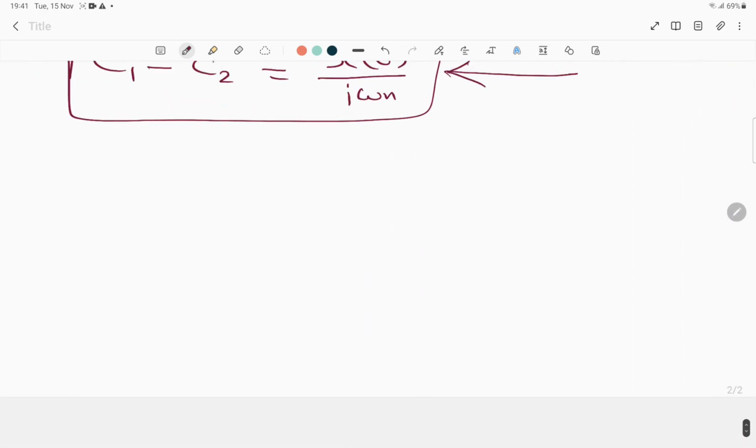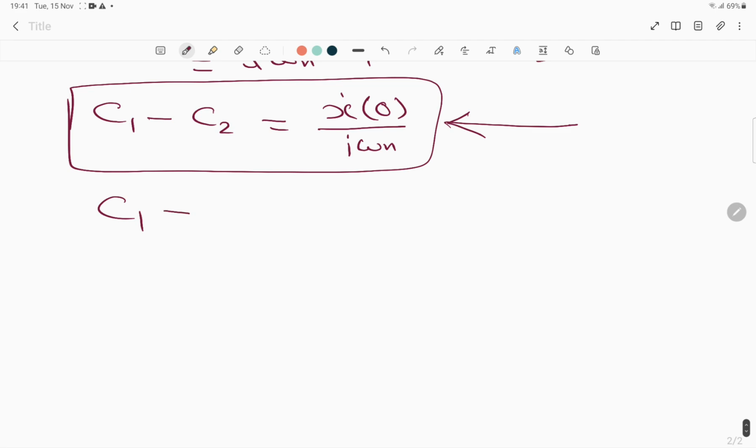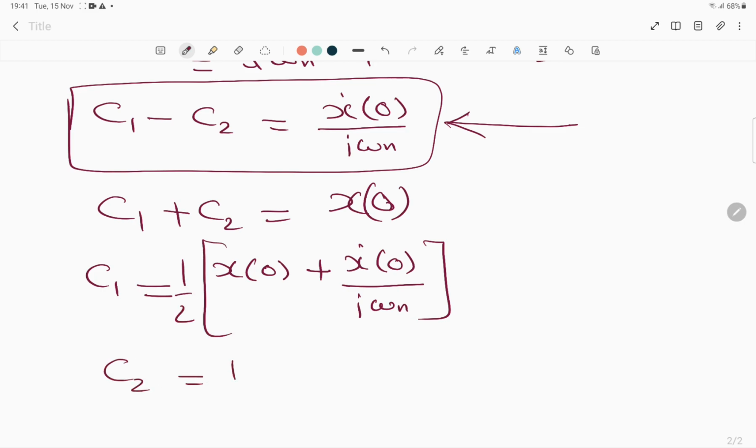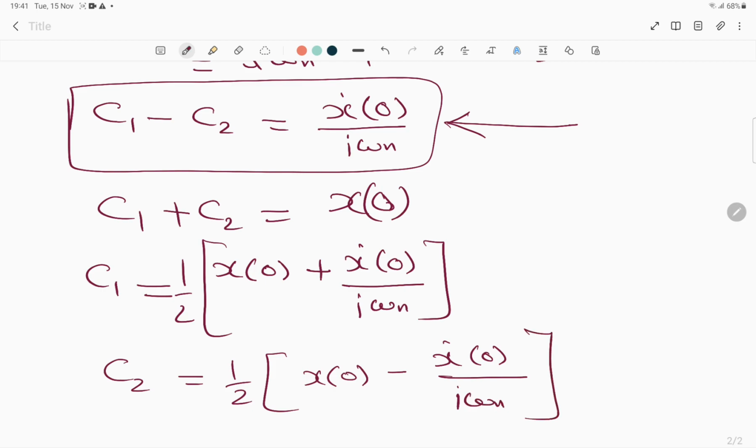So let's go in that line. I found c1 plus c2 is equal to x0 over here. So you can see I can solve these two equations, and if I solve them, then I will simply get c1. I am not writing all this stuff, that is quite obvious, so I am not doing that. So this is half of x of 0 over here, and c2 will be half x of 0 minus... I hope it is obvious to you as well why I am directly writing it.